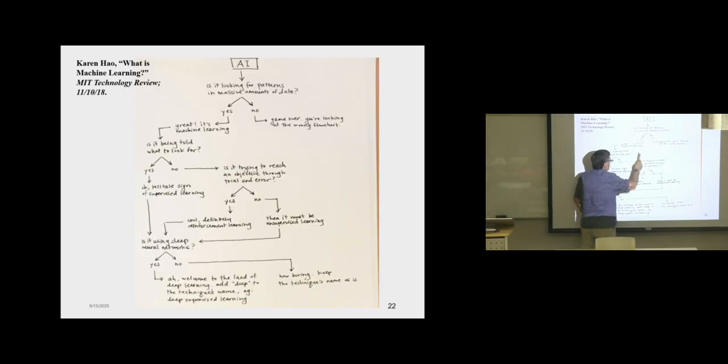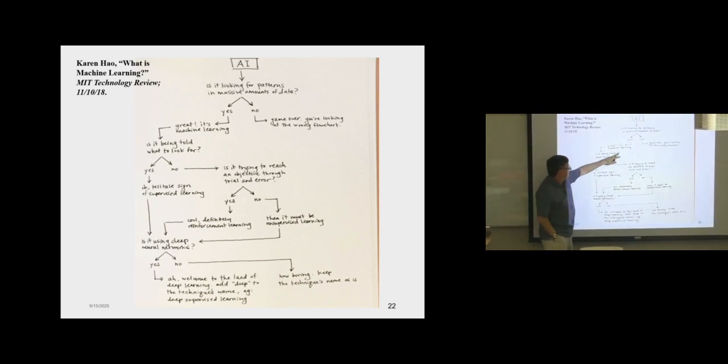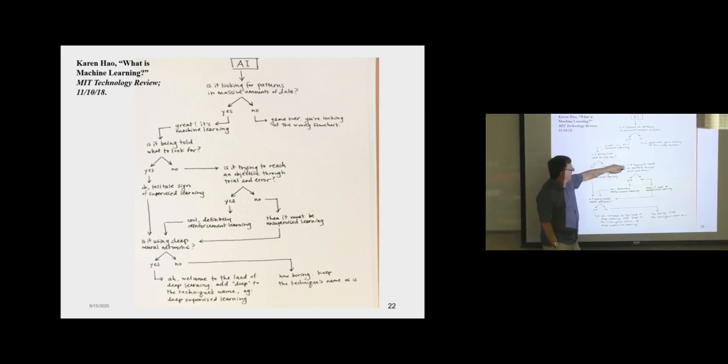Is the system looking for patterns in massive amounts of data? Okay, yes or no? Yes, I come over here, great, you're in machine learning. No, game over, you're at the wrong flow chart. That's pretty much the way Karen does things. Over here, once you decide it's machine learning, are you telling it what to look for? Do you have labels? Yes, you got labels, that's supervised. No, puts you to another question. Are you trying to reach an objective through trial and error? If no, it's unsupervised learning. If yes, it's reinforcement.